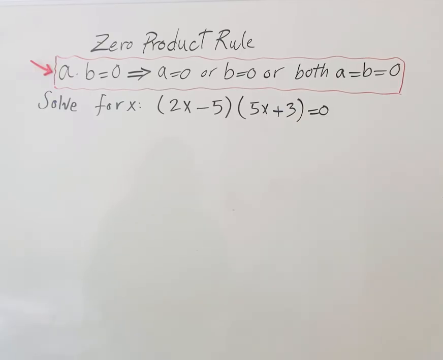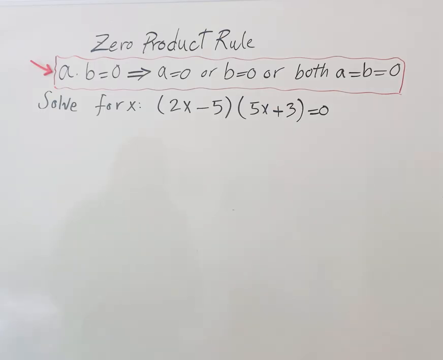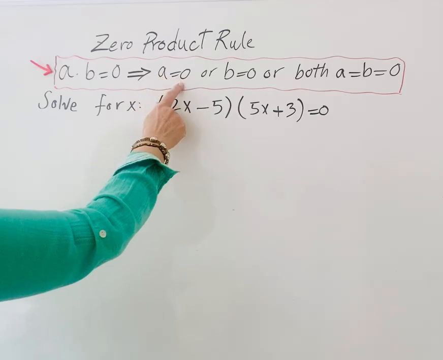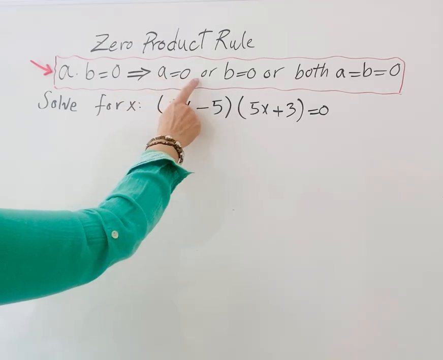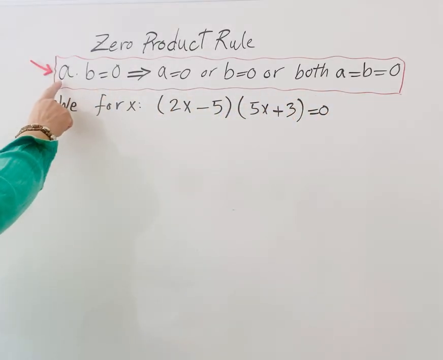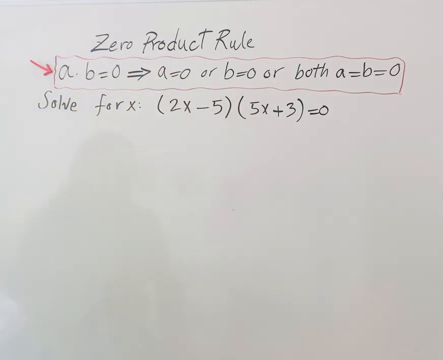Like this one, the zero product rule says that if the product of any two or more numbers is zero, then A is zero, or B is zero, or both A and B are zero. There can be several factors: A times B times C times anything gets zero, and any element can be zero, or all of them.